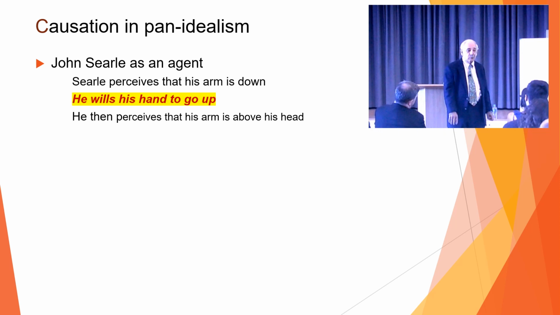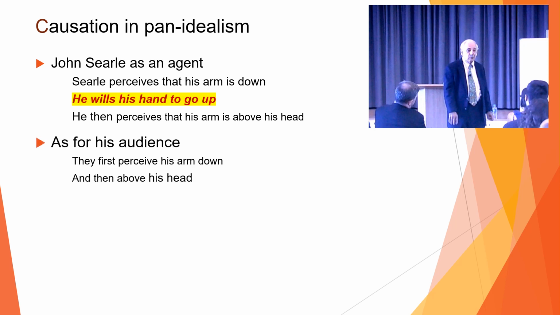John Searle perceives that his arm is down. He wills his hand to go up. He then perceives that his arm is above his head. As for his audience, they first perceive his arm is down, and then above his head.